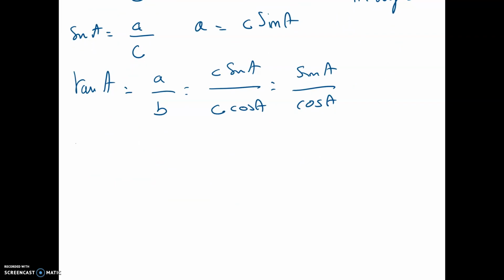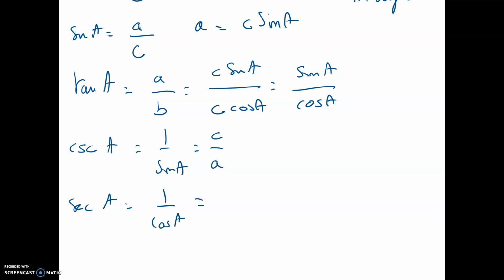Obviously, I can calculate the cosec of my angle A. That will be the inverse of the sinus A, and so it will be C divided by A. I will let you use the calculator, substituting the values of A and C. The sec of my angle A, which is 1 over the cosinus of my angle, is going to be C divided by B, because it's the inverse. And the cotangent of my angle A is going to be 1 over tangent A, which is cosinus of my angle A divided by the sinus of my angle A.